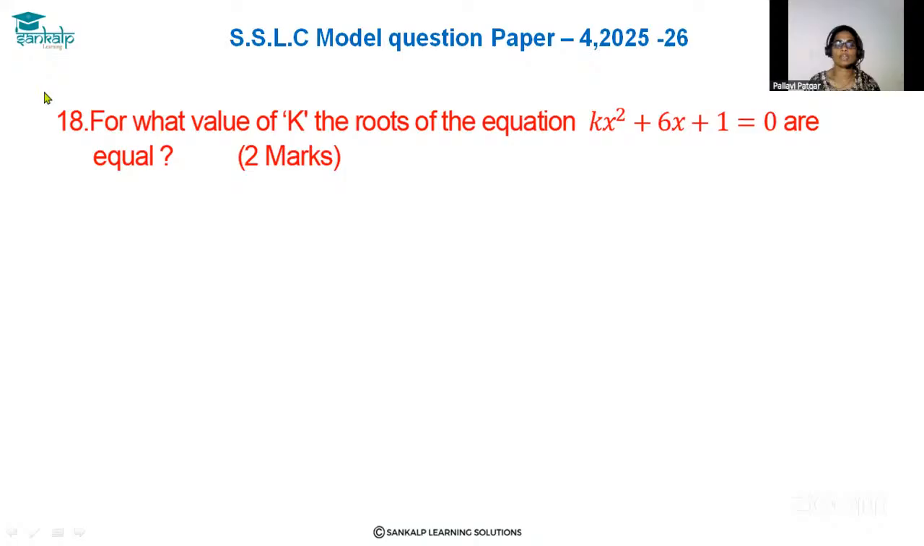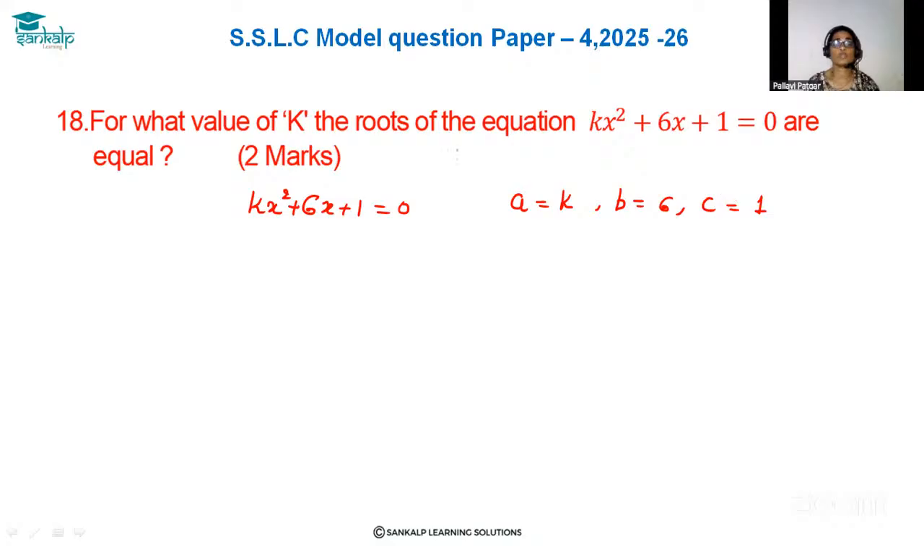Hello everyone. Look at question number 18. For what value of k are the roots of the equation kx square plus 6x plus 1 is equal to 0 equal? So here the given quadratic equation is kx square plus 6x plus 1 is equal to 0. Comparing it to the standard form of a quadratic equation, ax square plus bx plus c is equal to 0, we have a is equal to k, b is equal to 6, c is equal to 1.